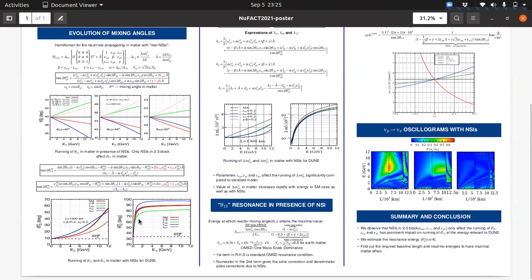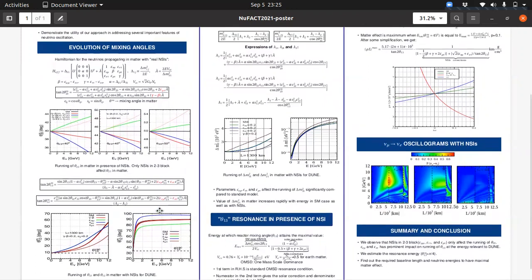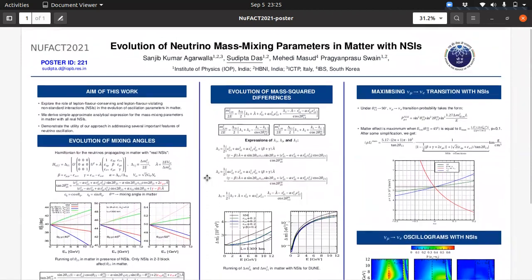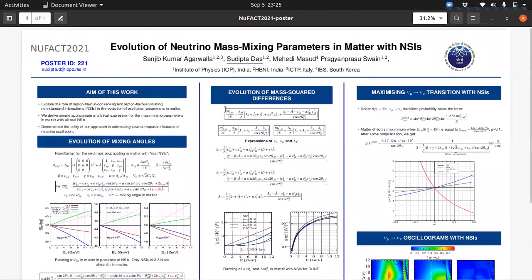Similarly, in this figure, we see that theta 1 3m saturates to a value near pi by 2 at very low energy. In the presence of epsilon e mu or e tau, this value of saturation shifts up or down. After the three rotations, the Hamiltonian is approximately diagonalized, and the three eigenvalues give the three modified mass squares.